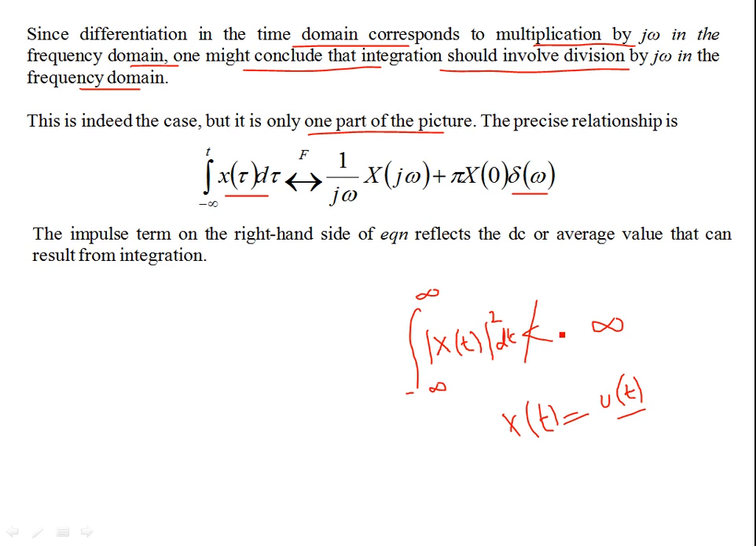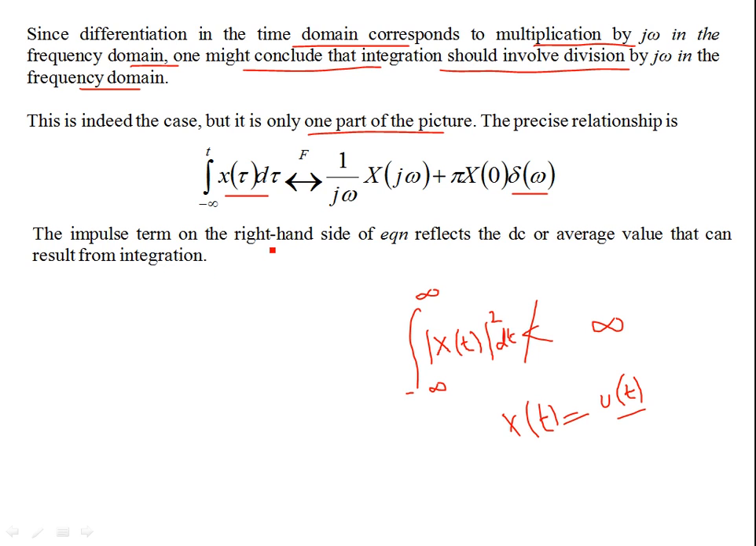So the integral from 0 to infinity of dt is infinity, right? So it doesn't obey Dirichlet's condition, but that doesn't mean the Fourier transform doesn't exist. It does exist in terms of a delta function. The idea is that integration might involve a DC or a constant value. The result of integrating a signal might involve a DC value, so in the transform domain, you have to admit delta functions for that.